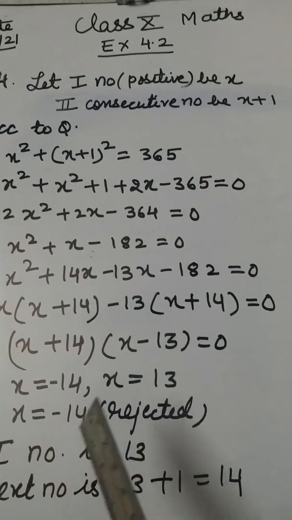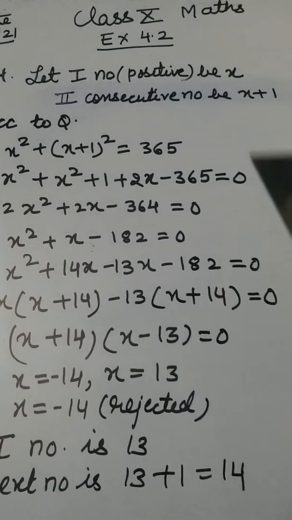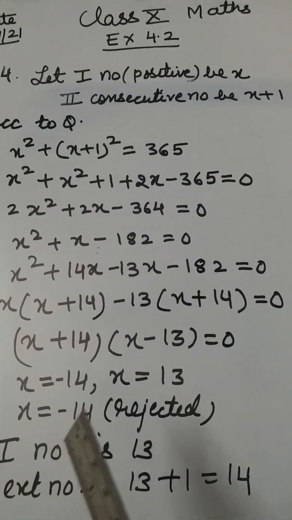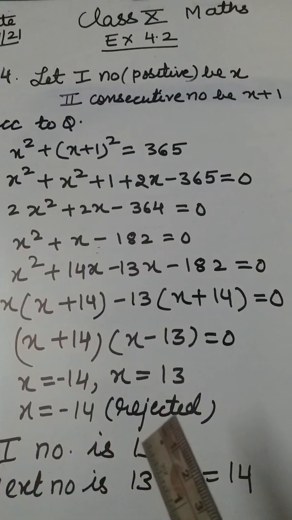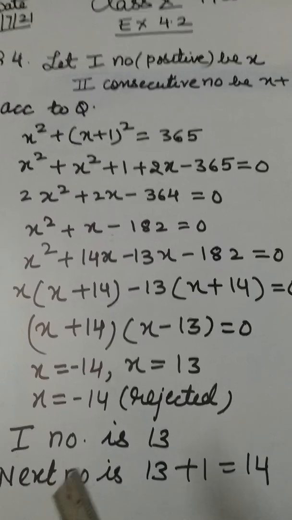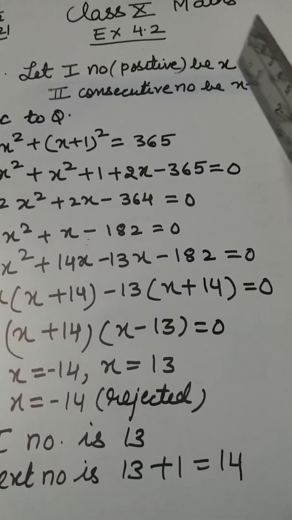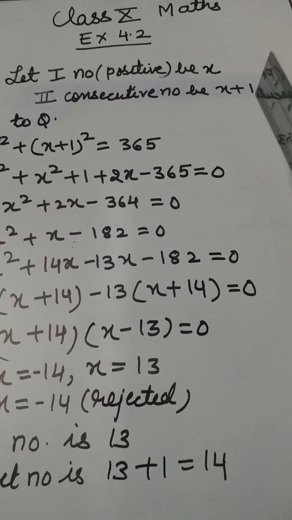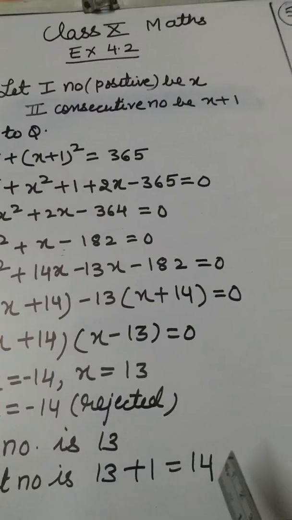x equal to minus 14 will be rejected. Do you know why? Because it is written in the question positive integers. So minus 14 will be rejected. Now the first number will be 13 and the next consecutive number will be 14. How can you take it out? By putting the value of x in this equation. So x plus 1, 13 plus 1 will be equal to 14.